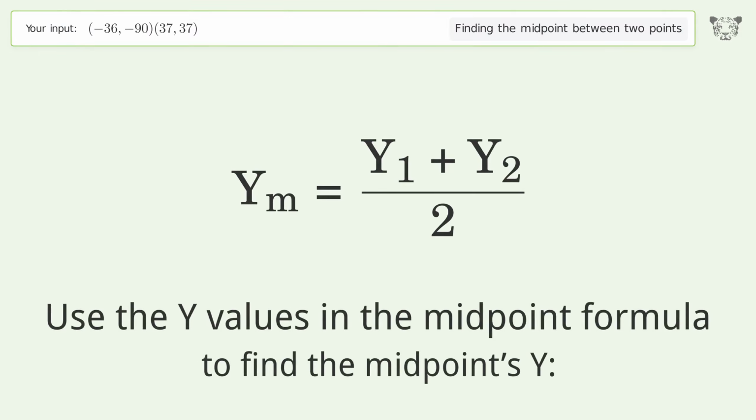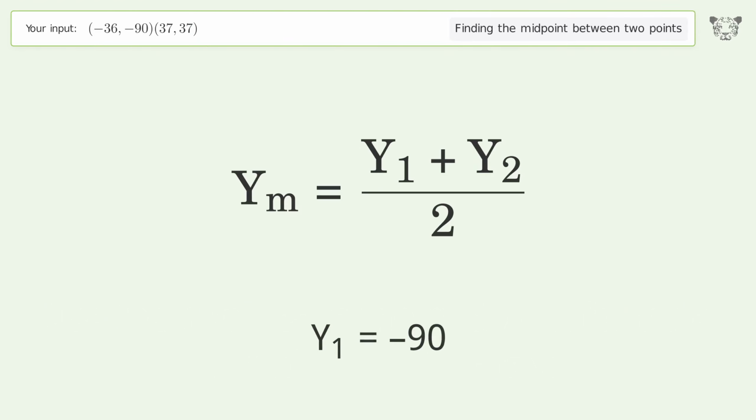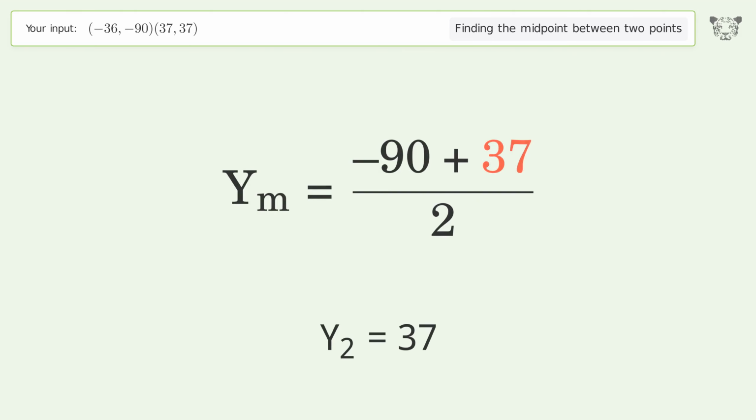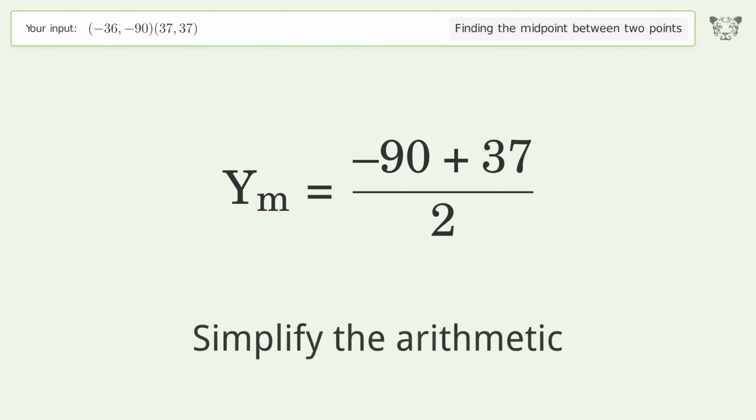Use the y values in the midpoint formula to find the midpoint's y. y1 equals negative 90. y2 equals 37. Simplify the arithmetic.